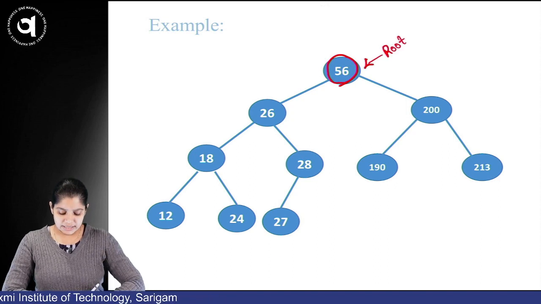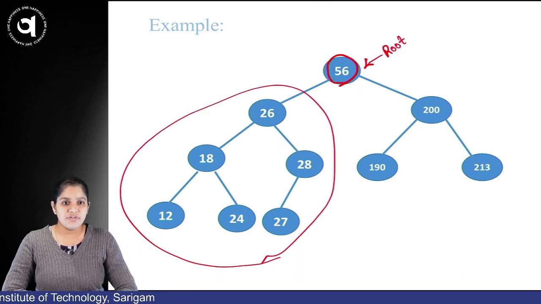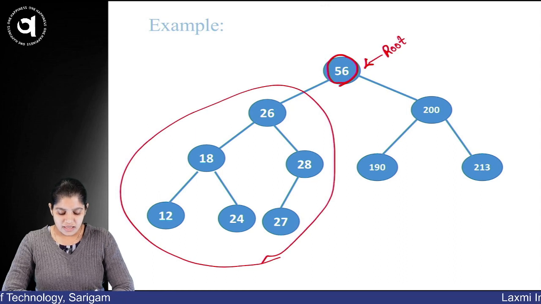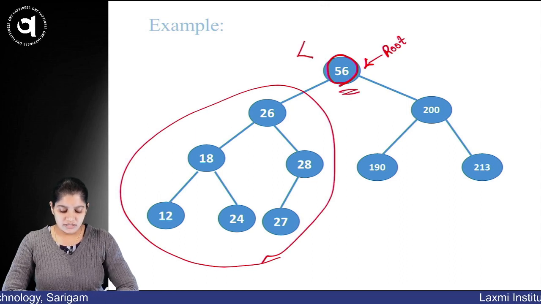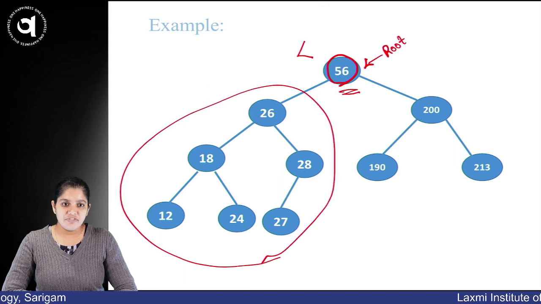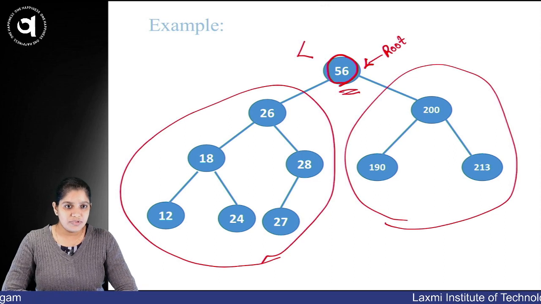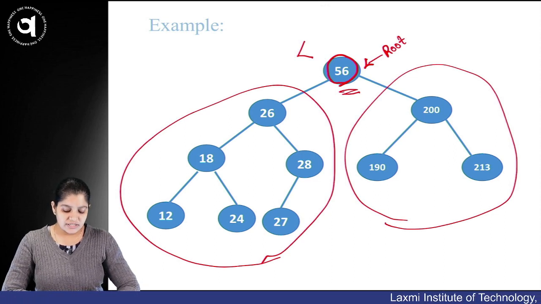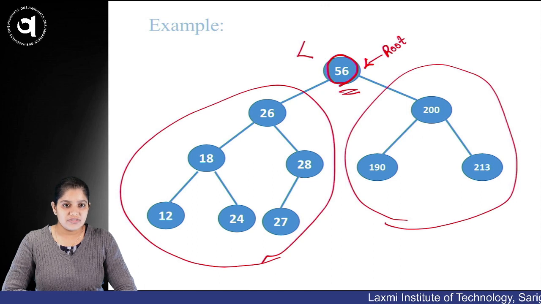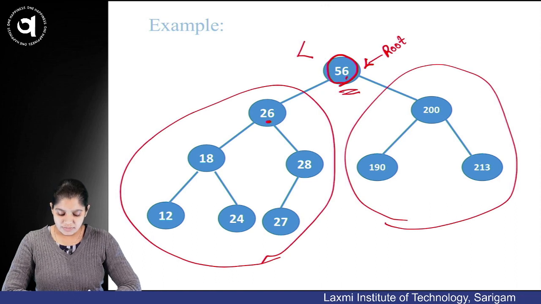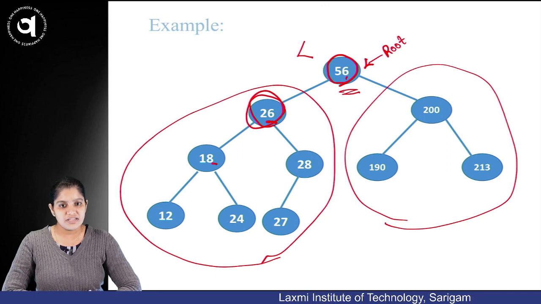As you can see, the entire left subtree has key values that are lesser than 56. And all the values in the right subtree are greater than 56. So here you can see that 26 is lesser than 56. Yes, that's true. In a similar way, if I consider this 26, then the left child of 26 has a lesser value, that means 18. Here 18 has a lesser value.